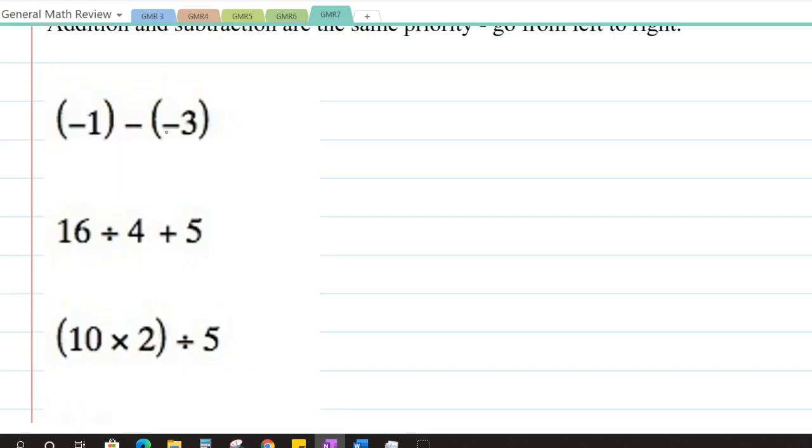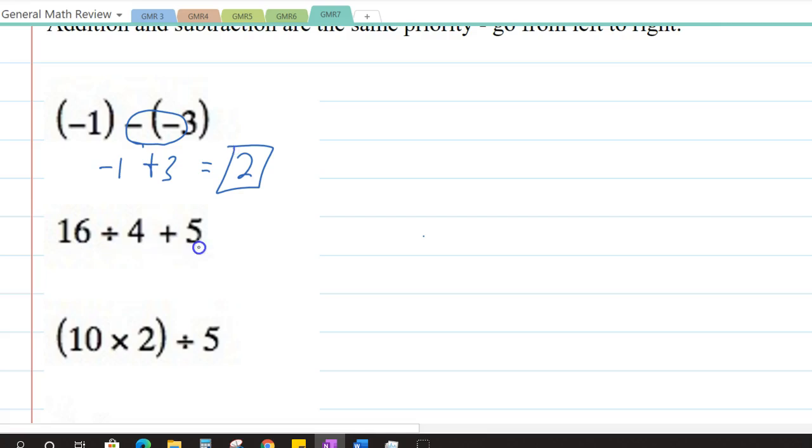I have -1 minus a -3. Two negatives means multiplication, a negative times a negative. First thing we do is we circle, then we do the math. Negative times negative is a positive. That gives us -1 plus 3. Now, I have different signs, which means I'm taking away. 3 take away 1 is 2. The 3 is positive. My answer is positive.